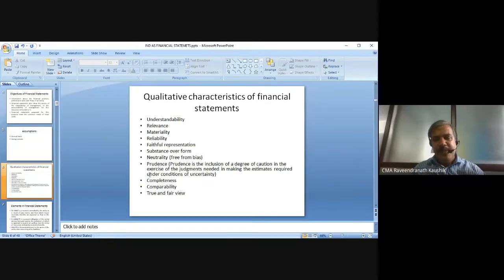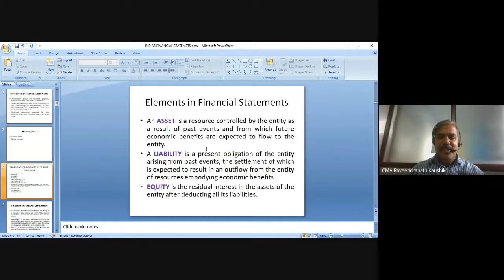Then comparability, of course, that's a very important thing which I deliberated in detail yesterday. A true and fair view is one of the ethical values which the company should always aim for. Whatever information is disclosed is true and fair as far as the company is concerned. So that's what we believe also, looking at the financials.